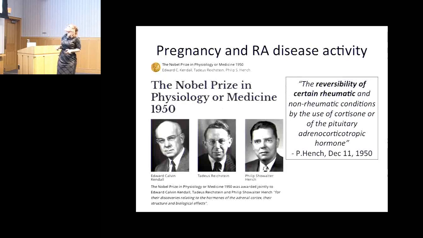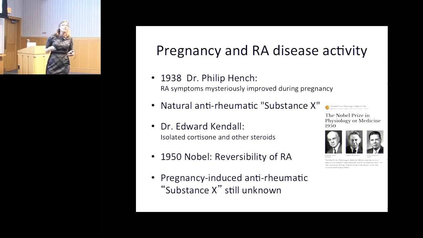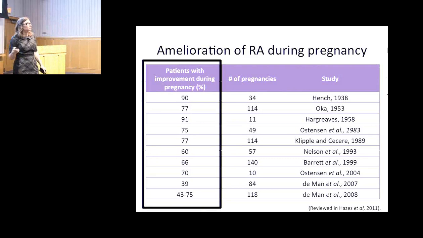But despite winning the Nobel Prize, this pregnancy-induced anti-rheumatic substance X is not cortisone. That's not what's changing during pregnancy that's making people feel better. So it's still out there. And so I'll show you some studies that have tried to identify how many people actually feel better during pregnancy. There are about a dozen studies here. And patients with improvement during pregnancy ranges from a low of 39% of patients feel better, their symptoms go away during pregnancy, and a high of 90-91% of patients. That's incredible.